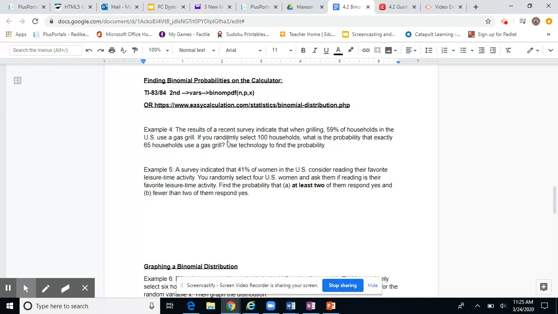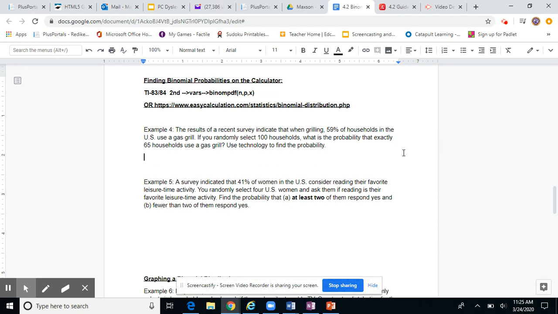Here we have an example. It says the results of a recent survey indicate that when grilling, 59% of households in the US have a gas grill. If you randomly select 100 households, what is the probability that exactly 65 use a gas grill? Use technology, so I want you to use a calculator and not do out the work. Our probability of success is 0.59 because it's 59%. Success would be a household using a gas grill.